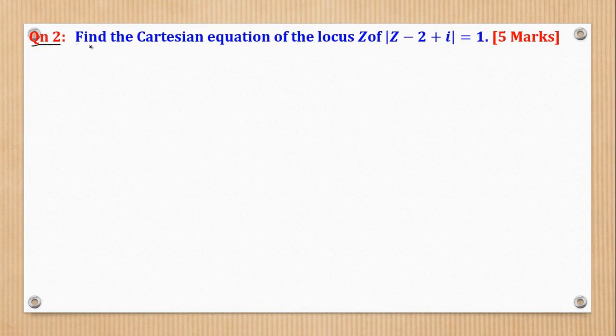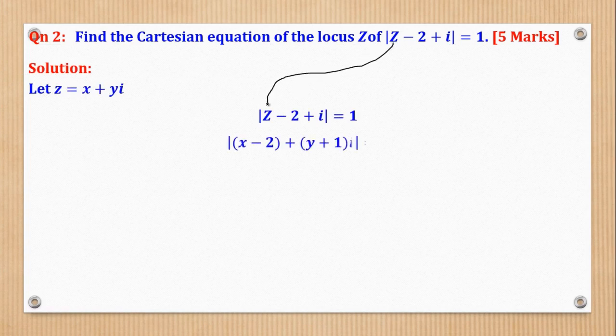Then question 2 says find the Cartesian equation of the locus of z of this. So here we shall let z be equal to x plus yi. Then we shall come here and substitute for z. Then after we substitute, we shall rearrange. So real part alone, there is this x and also this 2. Imaginary part, there is this y and also this 1.